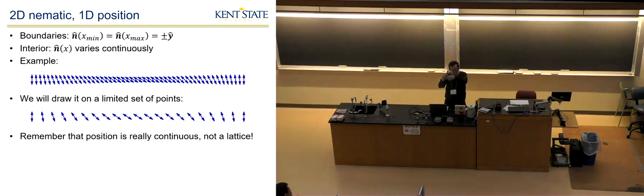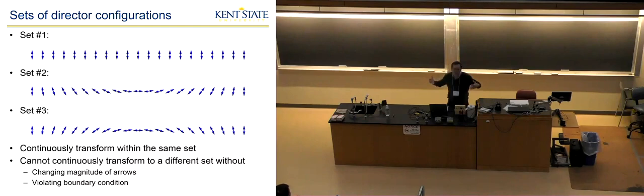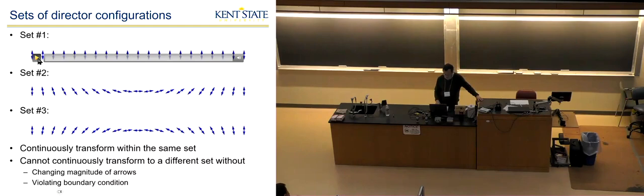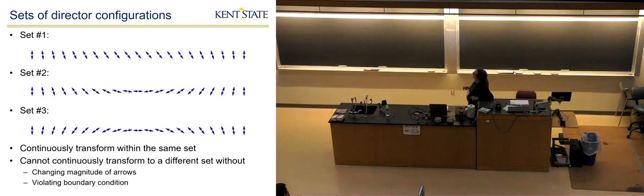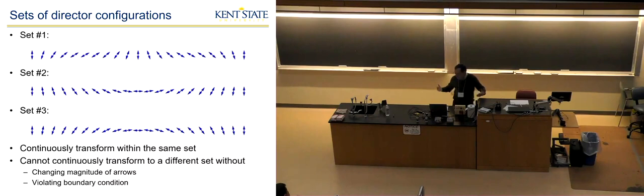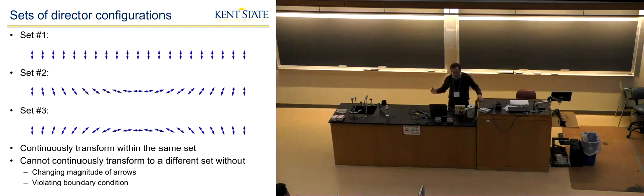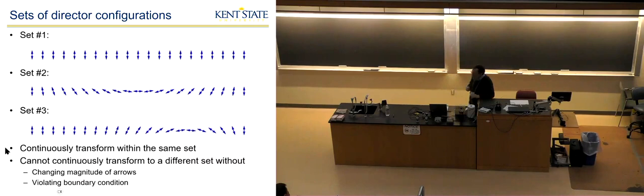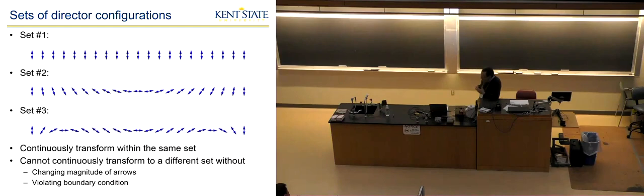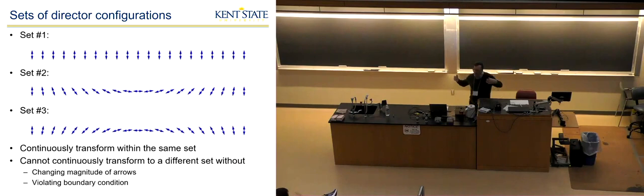Now, let's just look at some of the possibilities for what the configuration might be. Here in this top movie is a set of possibilities. This is a whole continuous range of possibilities where the double-headed arrow is going continuously from x min to x max, and it always satisfies the boundary condition. Here's another set of possibilities, again varying continuously as a function of time. Here's a third set of possibilities. What you can see from these cartoons is that within each set of configurations, you can continuously transform from one to another, and I am continuously transforming as time goes on in the movie.